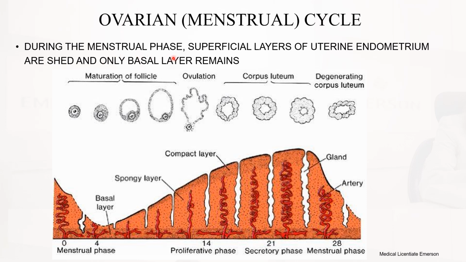During the menstrual phase, the superficial layers of the uterine endometrium are shed. So the functional layer of the endometrium is shed, and the basal layer is the one which remains. The endometrium has two layers. You have the superficial layer, known as the functional layer, which sheds off during menses, and you have the basal layer which remains. Okay, that's what we are saying on this slide. So during the menstrual phase, the basal layer remains, whilst the functional layer sheds off.